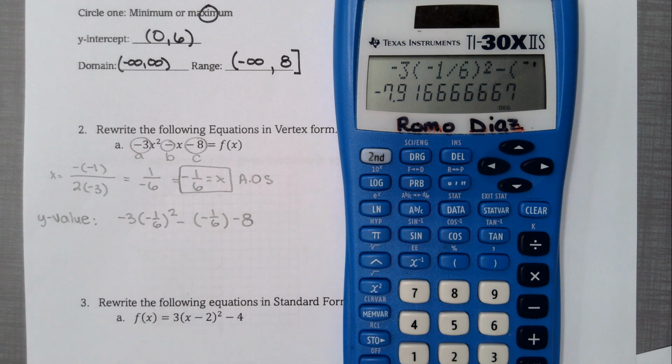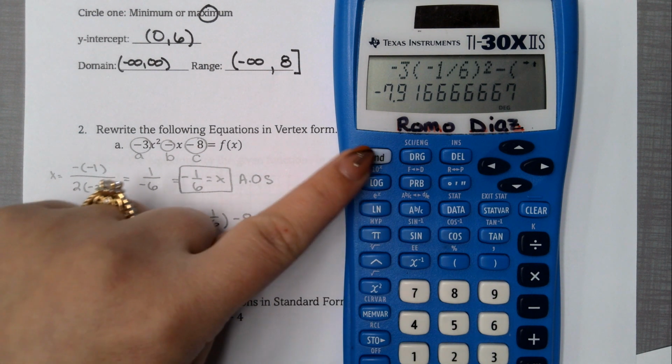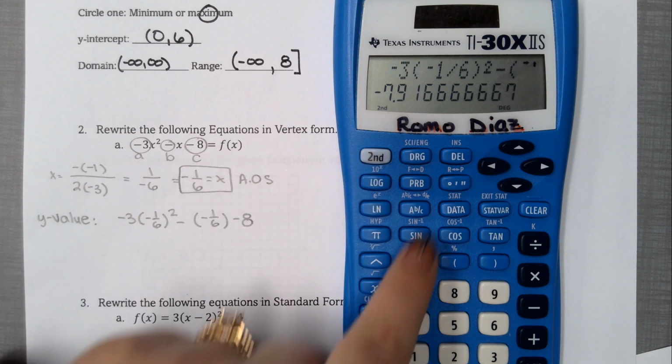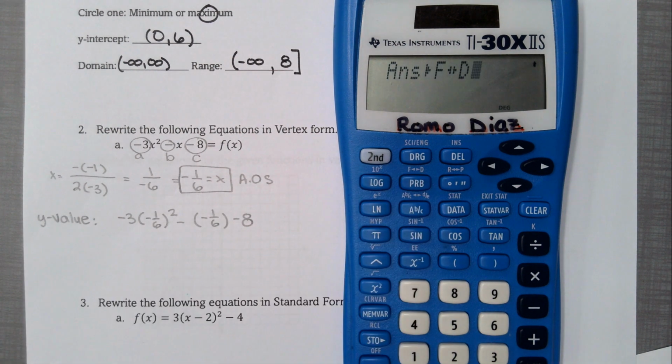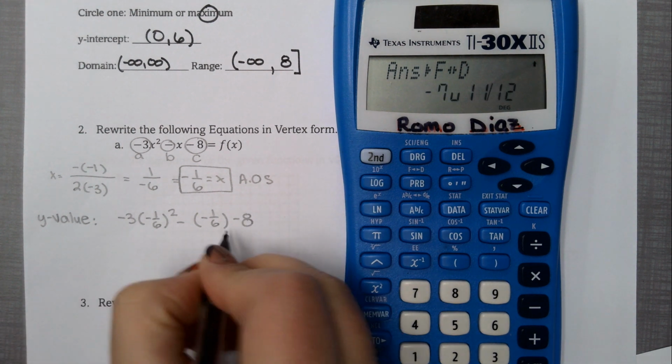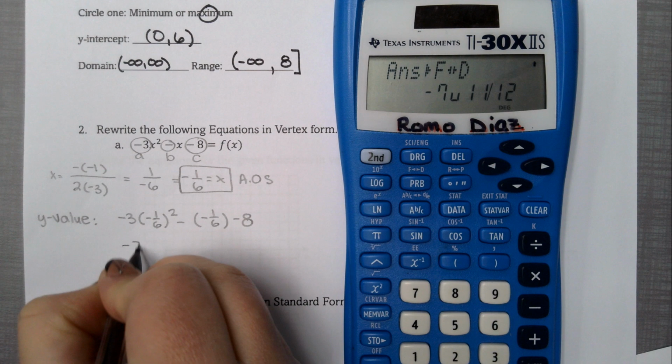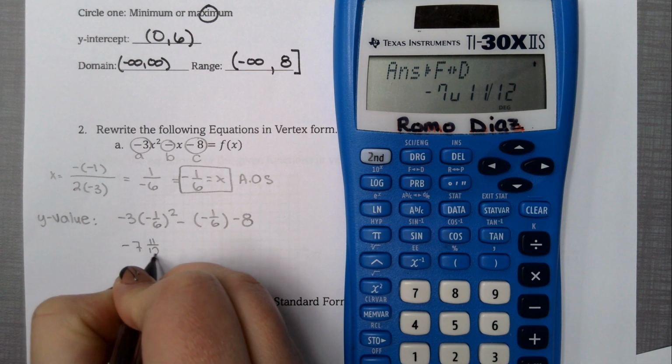So this is one of those examples where you want to make sure that you don't do a decimal. You always want to leave your answer in fraction form. So converting this to a fraction, we're going to press second, then the PRB button, which is going to give us the answer from a decimal to a fraction, pressing enter. Now, when they give us this value of negative 7 11/12, they're giving us a mixed number.